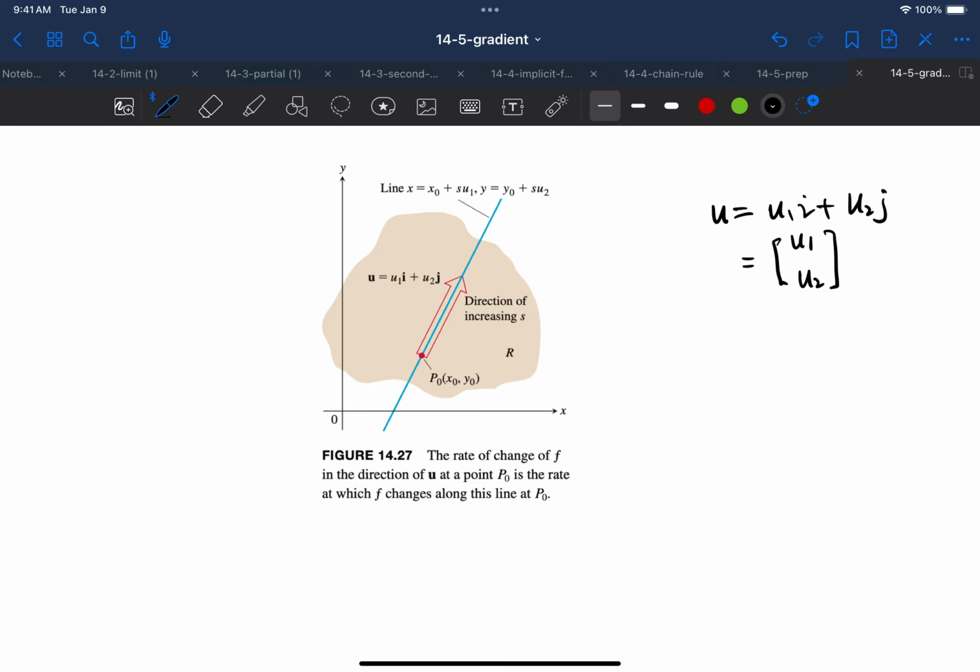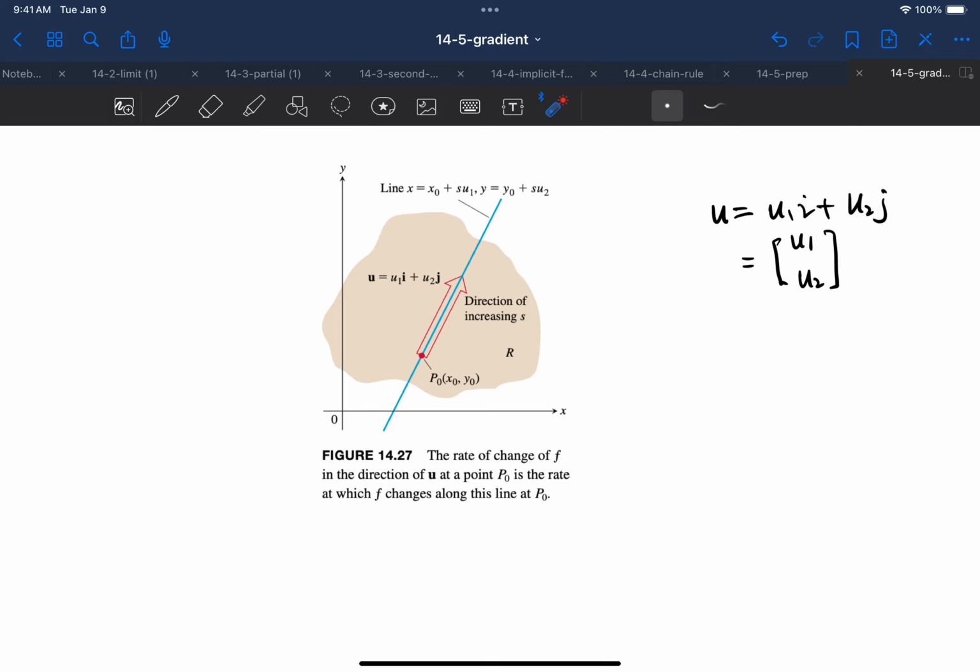So in the plane, this gives you the direction you are moving. Suppose you're instructed to move along this direction, u1 i plus u2 j. So for every u1 horizontal step, you move u2 vertical step. That's the direction you're going. Then your position height will change along the mountain surface, maybe decreasing, maybe increasing. So this is the change. How fast does it change?